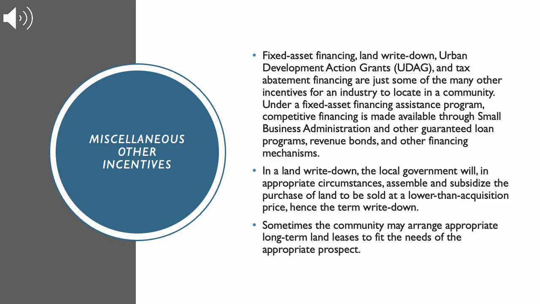Miscellaneous other incentives. Fixed asset financing, land write-down, urban development action grants (UDAG), and tax abatement financing are just some of the many other incentives for an industry to locate in a community. Under a fixed asset financing assistance program, competitive financing is made available through Small Business Administration and other guaranteed loan programs, revenue bonds, and other financing mechanisms.